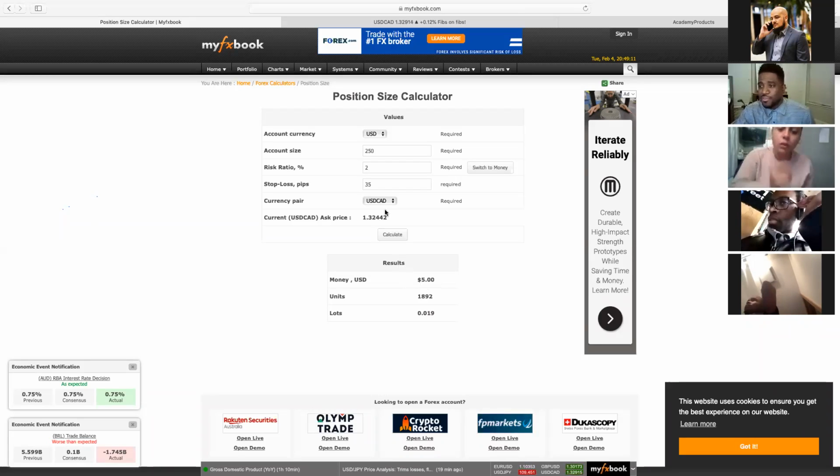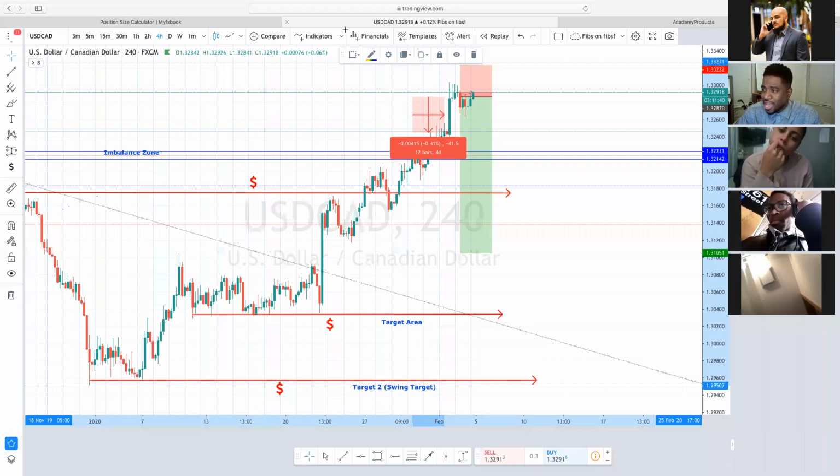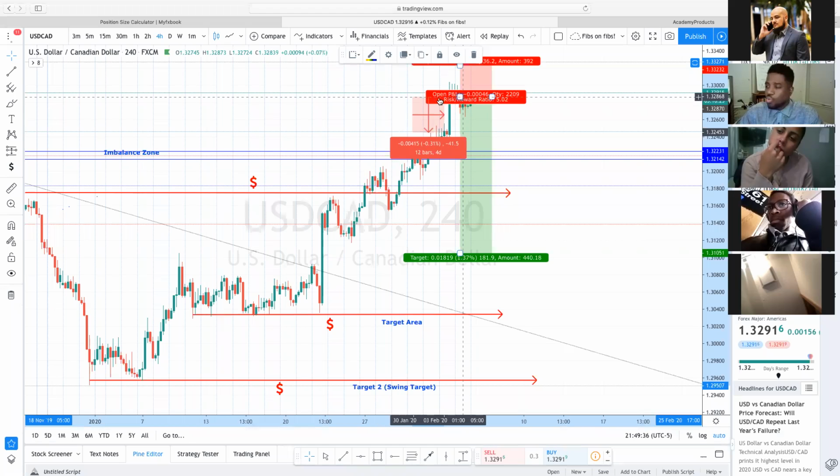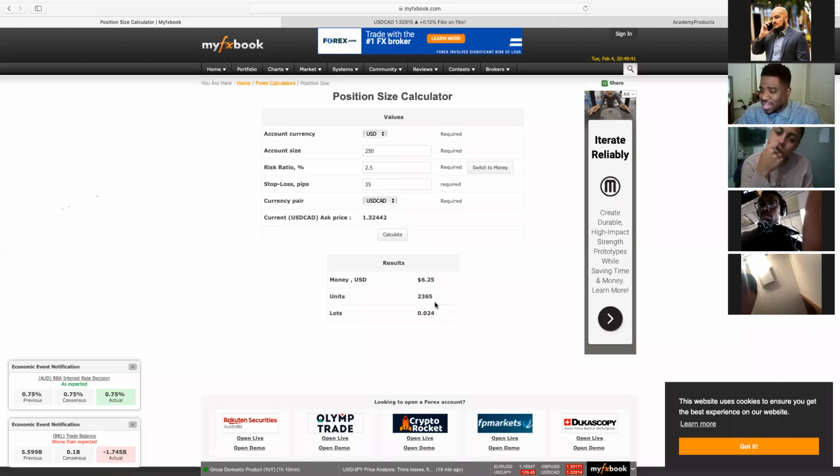The cool thing I like about my FX books is this: you can also do percentages. You can do not just 2% even, but 2.5%. Let's say you don't want to go quite to 3%, but you want to do 2.5, then it adjusts the lot size. Now, I enter the trade, whether it be a sell limit or a market execution, using this lot size as my lot size to enter. I've counted my costs. I've literally said, boom, I'm good with that.